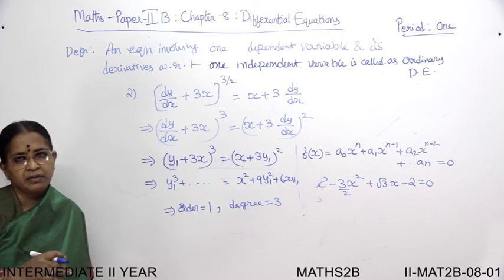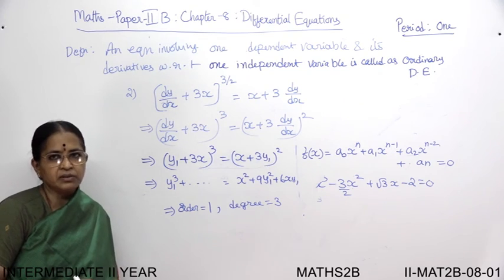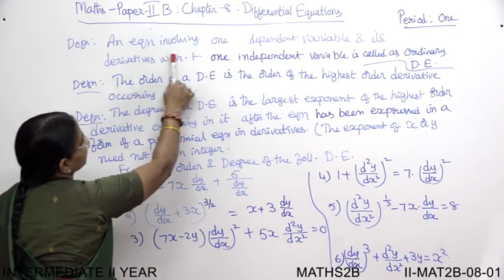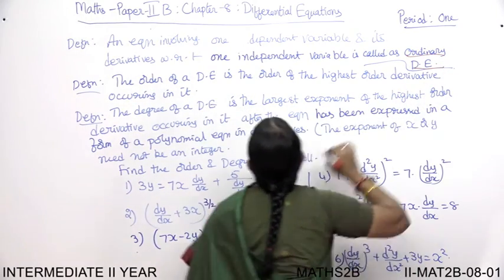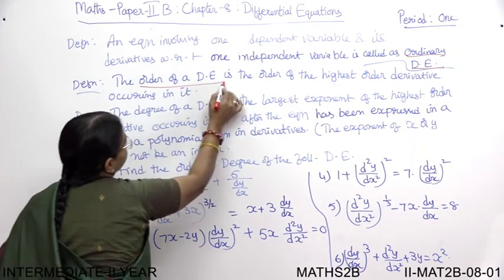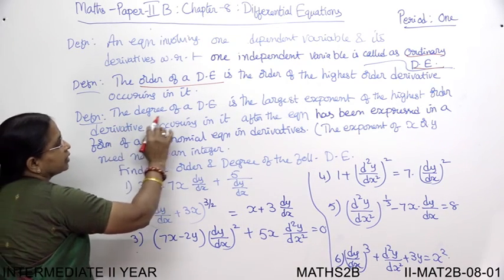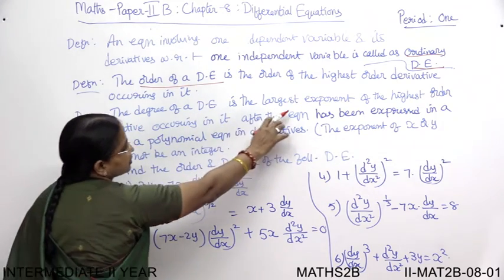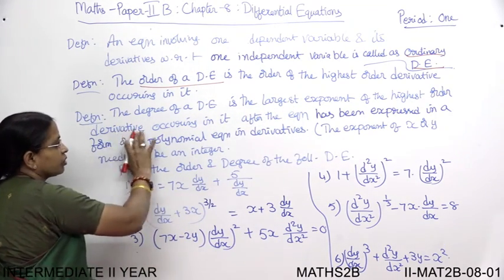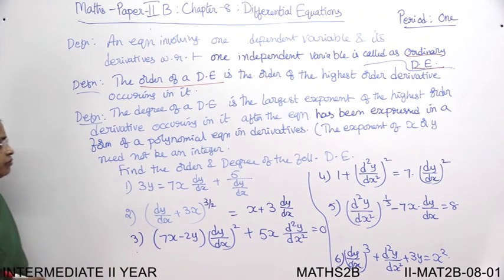Let's stop. Now we'll write down the definitions and a few problems as homework. So now this is the first definition: ordinary differential equation. Next, the order of a differential equation is the order of the highest order derivative occurring in it. Next, the degree of a differential equation. Learn these definitions. The degree of a differential equation is the largest exponent of the highest order derivative occurring in it after the equation has been expressed in the form of a polynomial equation in derivatives.